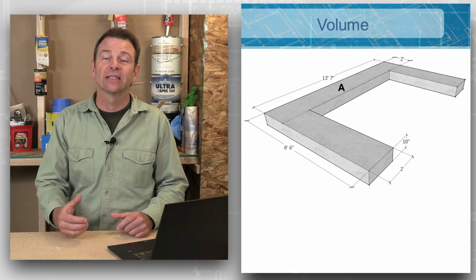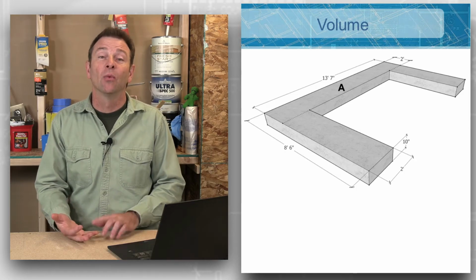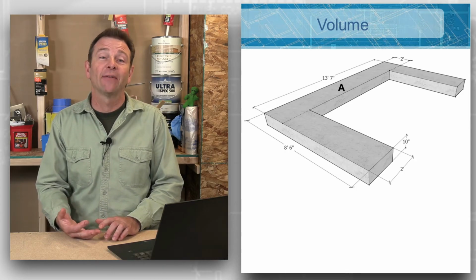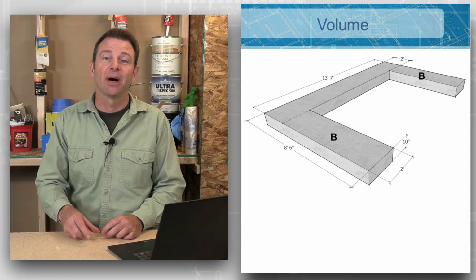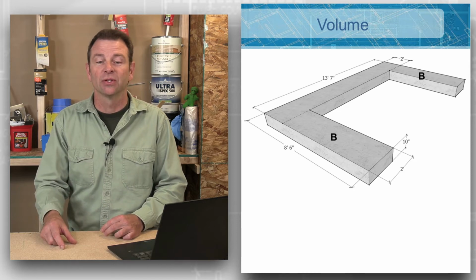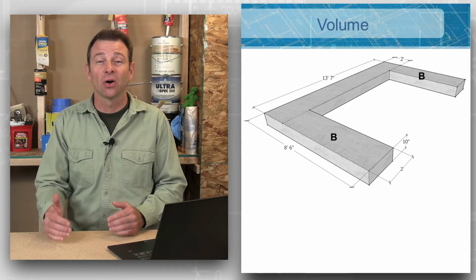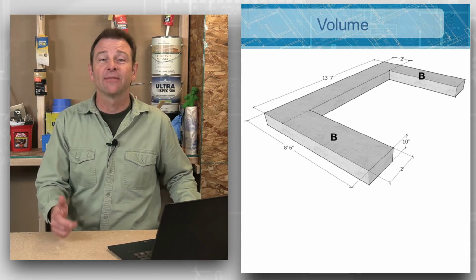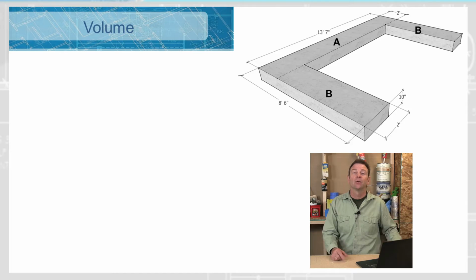So think of this as 3 boxes put together. One box is part A, and then we have a part B that is matching boxes on both sides of this horseshoe. So that's going to be A plus 2 B's is going to equal our total volume. So let's set that up for each piece. Remember, our formula for volume is going to be length times width times height.